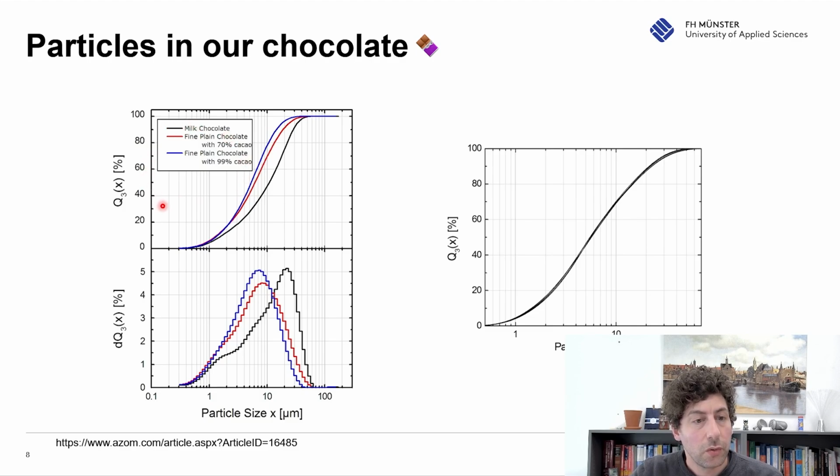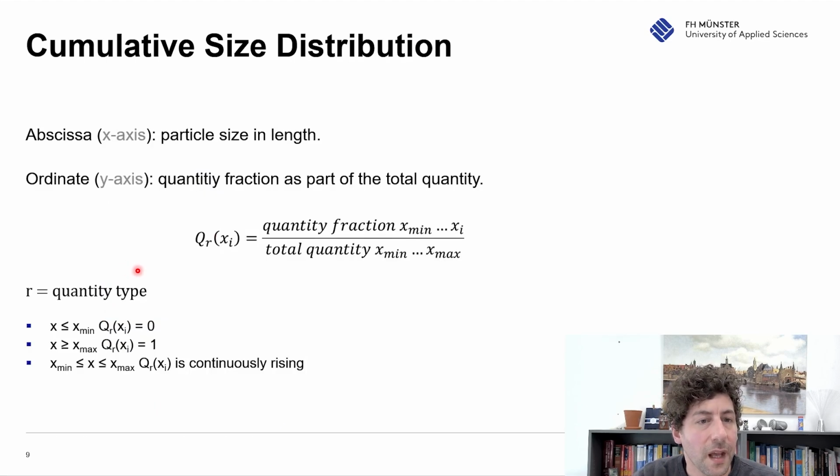What you see here is called cumulative size distribution, large Q. X is the size here, X, right? Particle size in X. And dq or small q is probability density function. And the cumulative size distribution is the easier one, to my opinion. So we have the particle size in length on the x-axis. We have the quantity fraction as part of the total quantity. So what do we do? We take the quantity fraction, from x min to xi, and we divide it by the total quantity of all powders or of all particles.